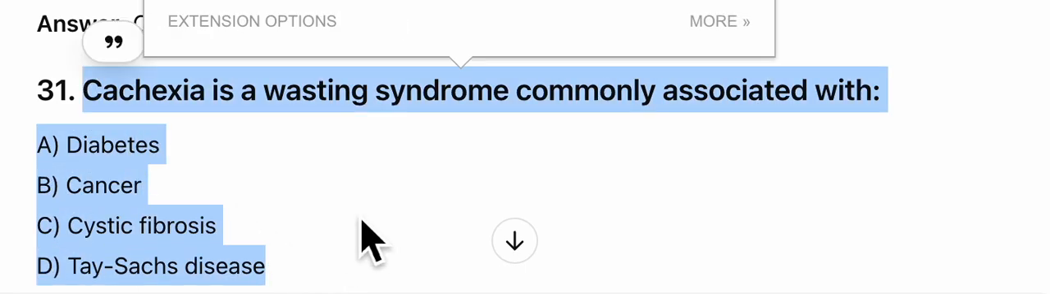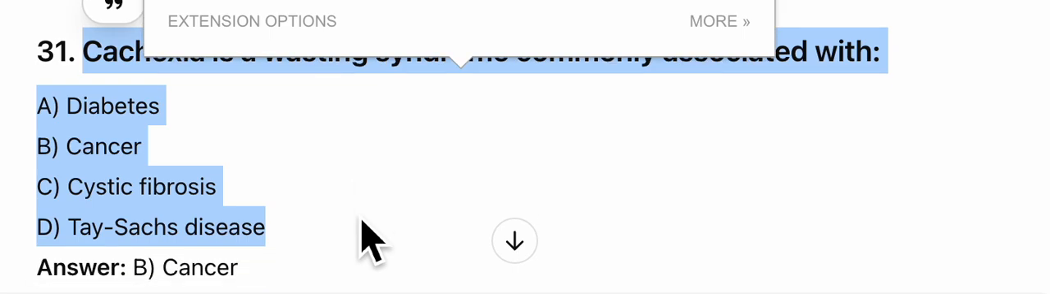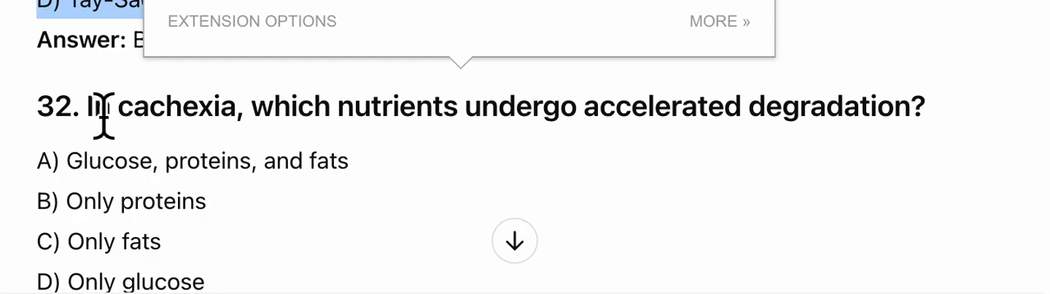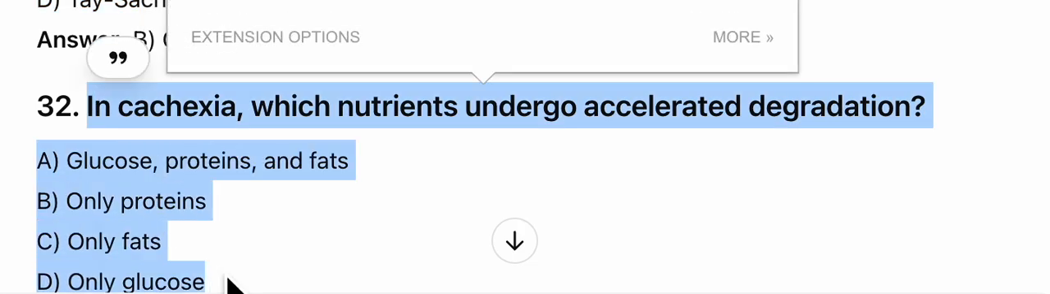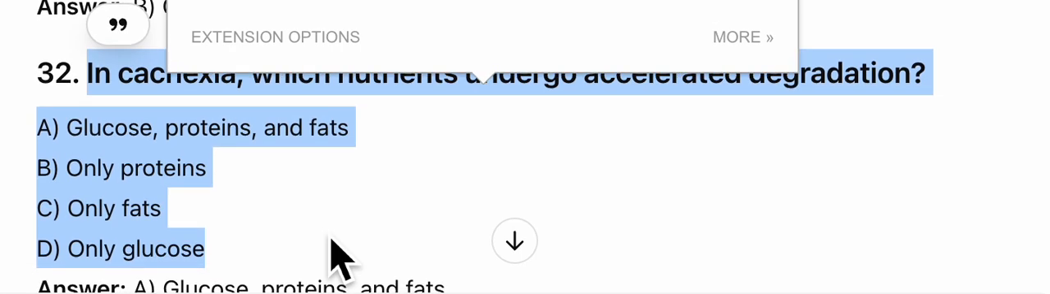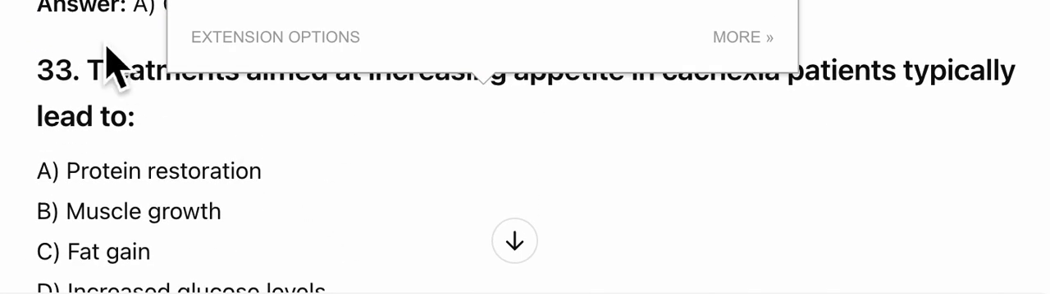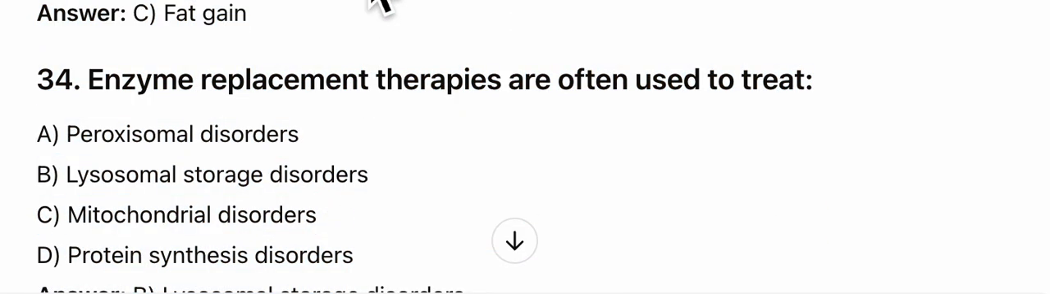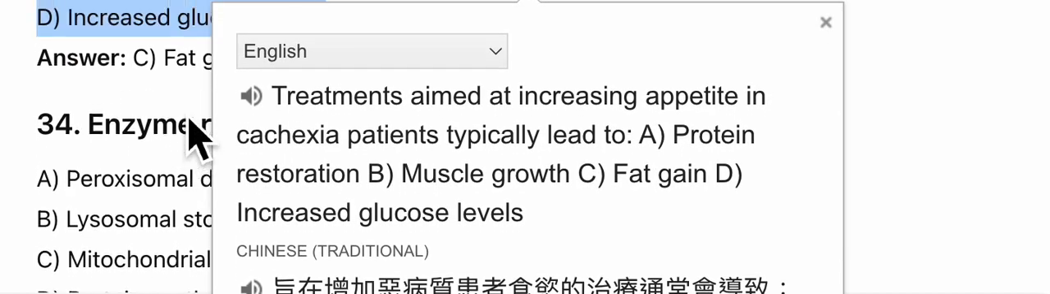Cachexia is a wasting syndrome commonly associated with: A. Diabetes, B. Cancer, C. Cystic fibrosis, D. In cachexia, which nutrients undergo accelerated degradation? A. Glucose, proteins, and fats. B. Only proteins. C. Only fats. D. Only glucose.